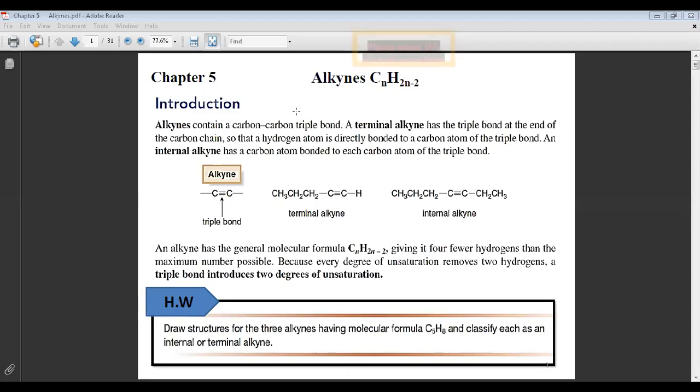Now, this homework, he said, draw structures for the 3 alkynes having the molecular formula. That means isomers, students. Okay, from this molecular formula, give me the 3 isomers. And he said classify each alkyne as terminal or internal. Okay, write this one terminal, this one internal, like that. Three alkynes from this molecular formula.